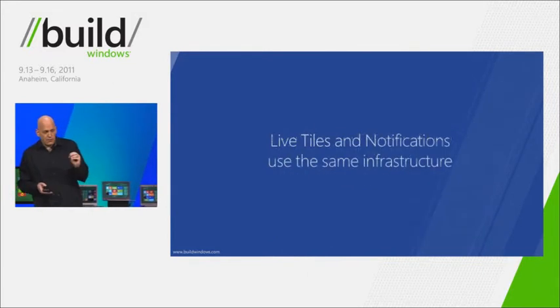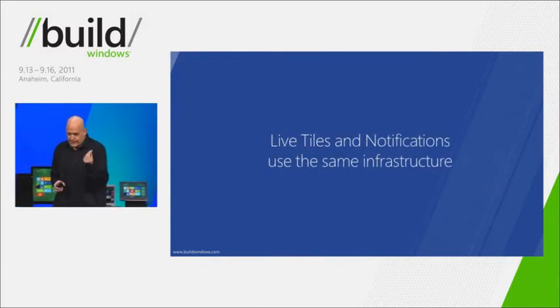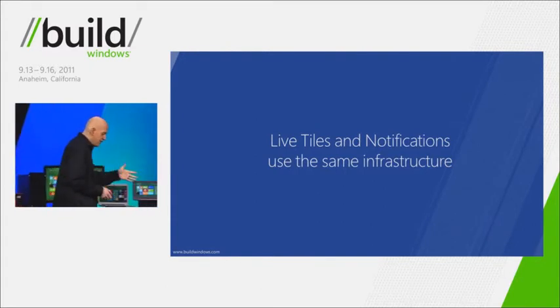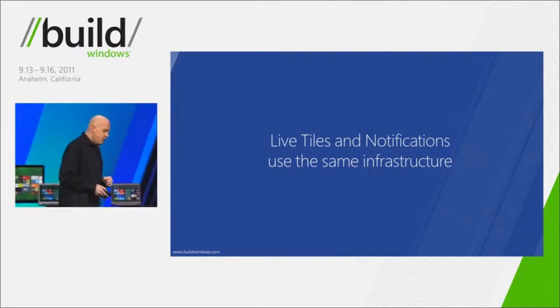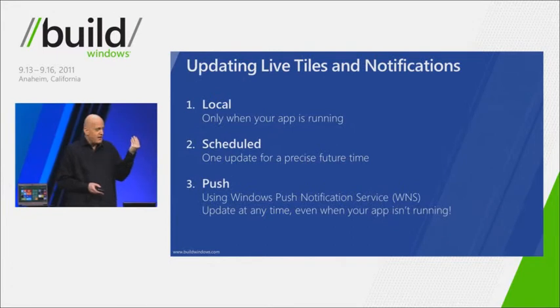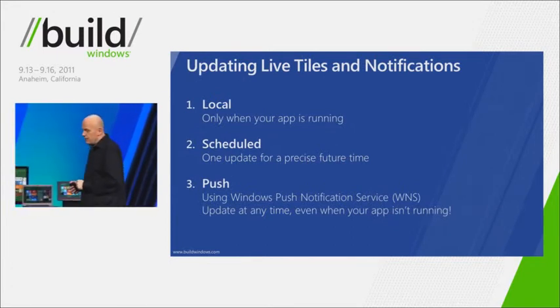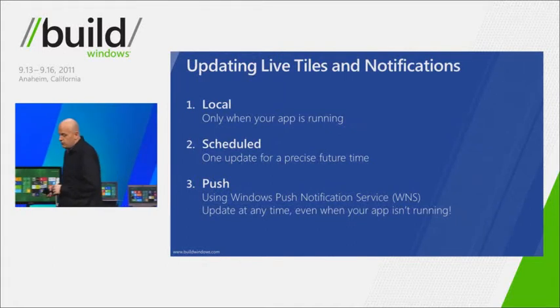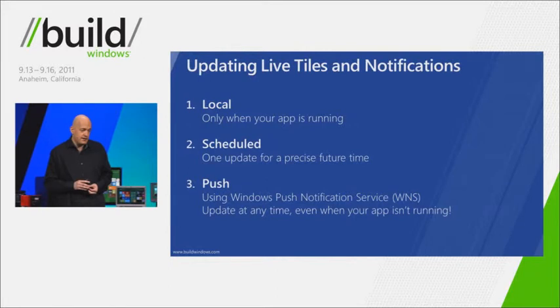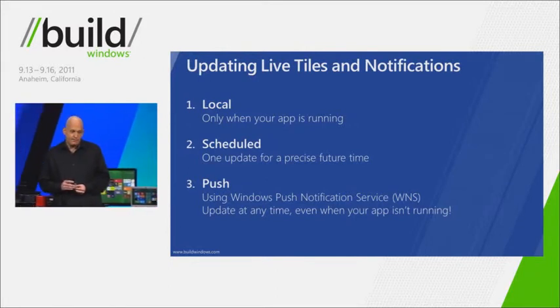The important thing here is that in terms of making it alive with activity, live tiles and notifications use exactly the same infrastructure. There's a session on live tiles and notifications that you'll be able to go to later in the week that will explain this. But essentially, there's three kinds of ways of using these facilities. The first one is local, which means when your app is actually running, then you can update your tile or you can send a notification.